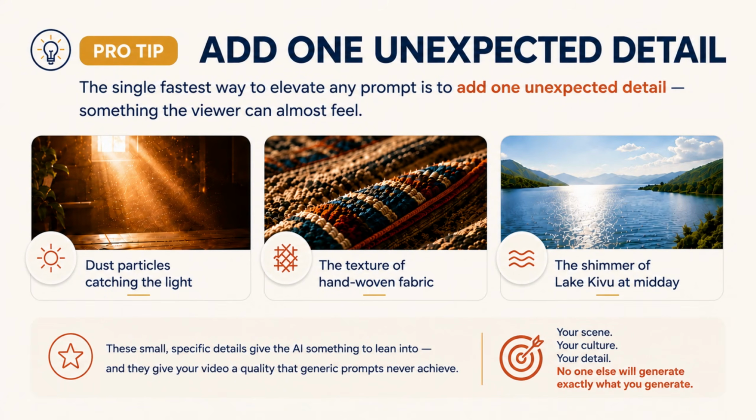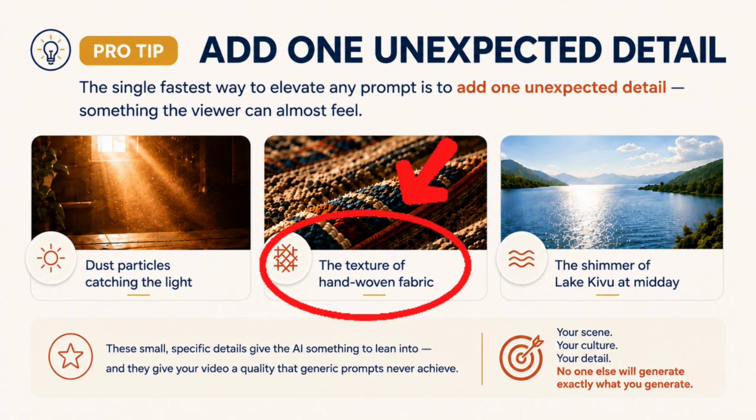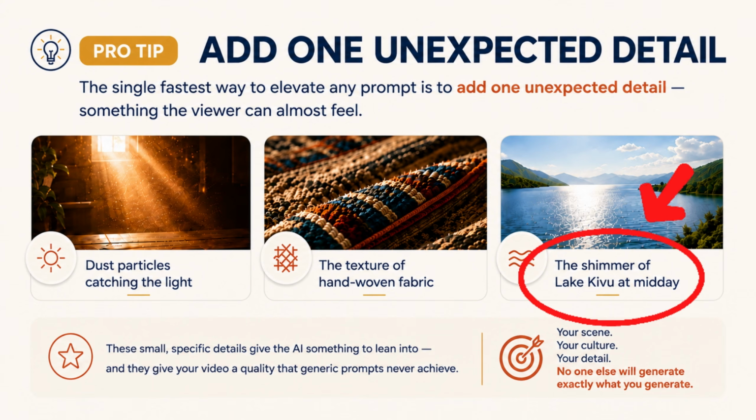Here is the tip that separates good prompts from memorable ones. Add 1 unexpected sensory detail. Something the viewer can almost feel. Dust particles catching the light. The texture of hand-woven fabric. The shimmer of Lake Kivu at midday. These small, specific details give the AI something to lean into, and they give your video a quality that generic prompts never achieve. Your scene, your culture, your detail. No one else will generate exactly what you generate.